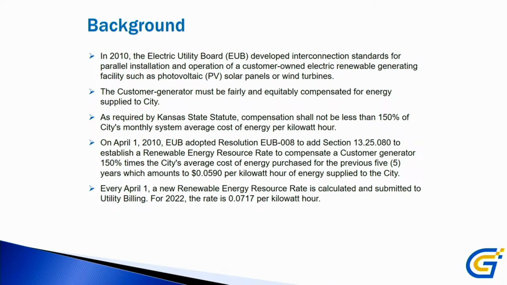On April 1st, 2010, the EUB adopted resolution EUB 008, making the renewable energy resource rate to compensate customer generators 150% times the city average cost of energy purchased. They had three options, but they went with this one. So in 2010, the amount was 5.90 cents per kilowatt hour. Every April 1st, we update that rate.